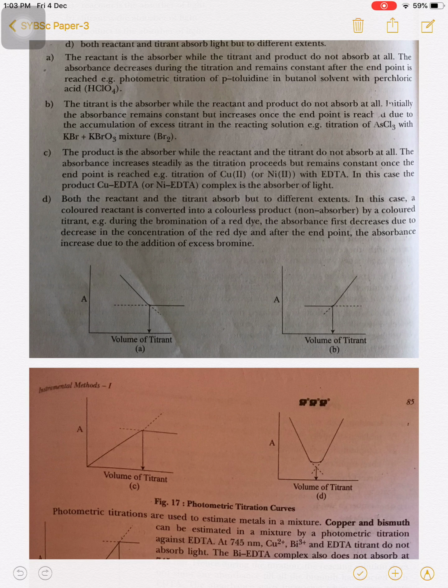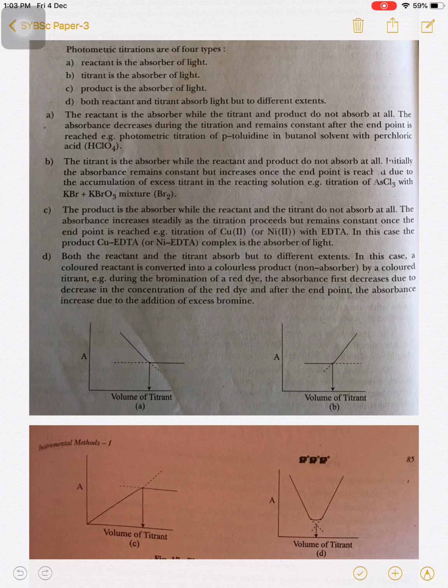Now see the third, C graph explanation. The product is the absorber while the reactant and titrant do not absorb at all. The absorbance increases steadily as the titration proceeds but remains constant once the endpoint is reached, because after the endpoint there is no further formation of product.